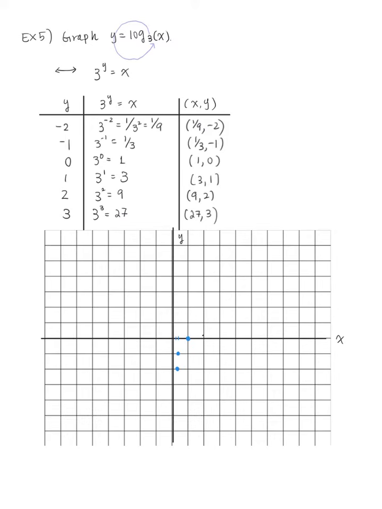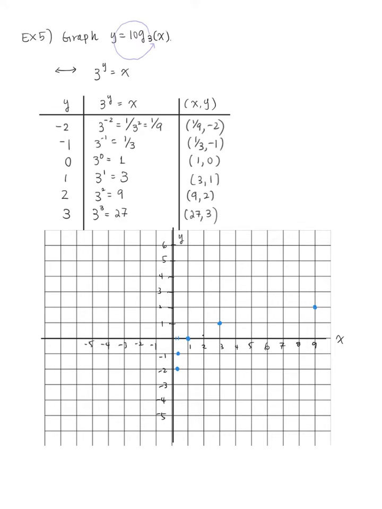Let me just write down. This is 1, 2, 3, 4, 5, 6, 7, 8, and a 9, and then -1, -2. Okay, so now what's the next one? We just plotted 1, 0, so now it's 3, 1, 9, 2, and then I'm going to go outside of the bound because when x is 27, it's going to be out of this page. But anyways, so this is what the graph's going to look like.